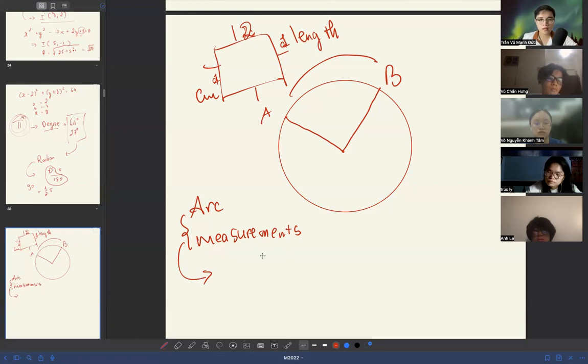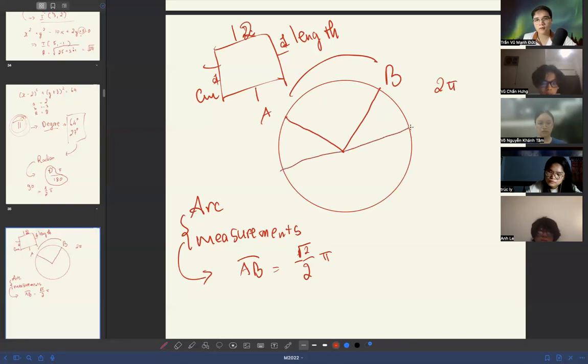I'll show you what I mean. If I say arc AB, what is the measurement of arc AB? I'd say it's about 1 and square root of 2 over 2 pi, because a circle is 2 pi and half a circle is 1 pi. And this AB has a length of square root of 2 over 2 pi, meaning it has the length of square root of 2 over 4 of the circumference.